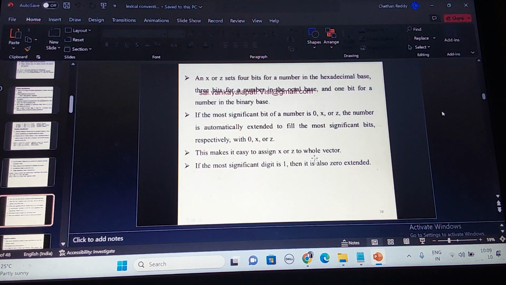What is the vector we have declared? The most significant bit is 1. What happens? Then it is also a 0 inside. Did you understand this example?